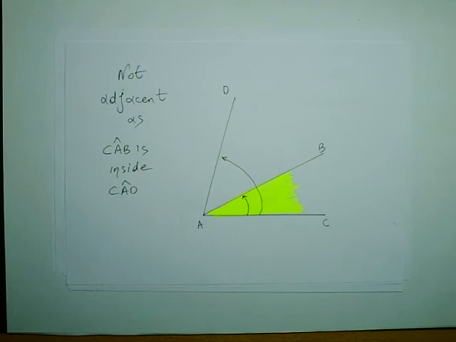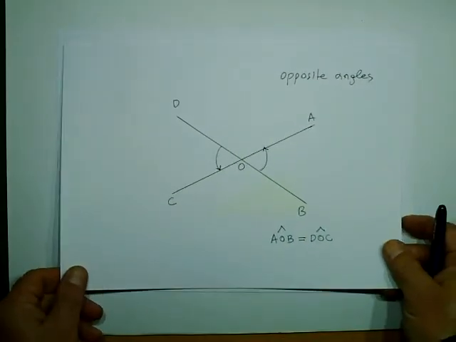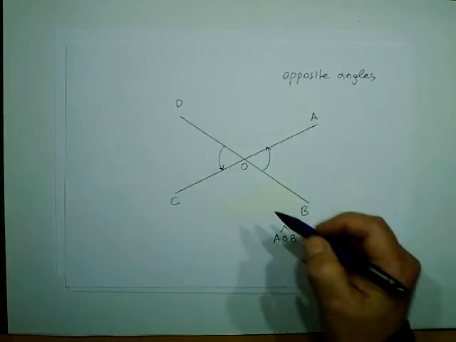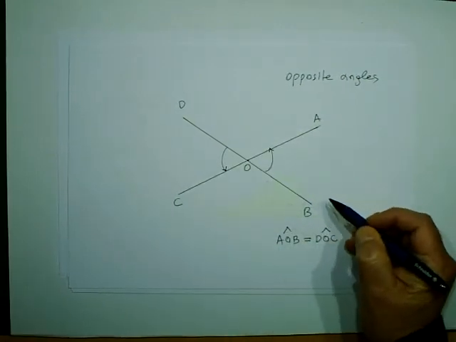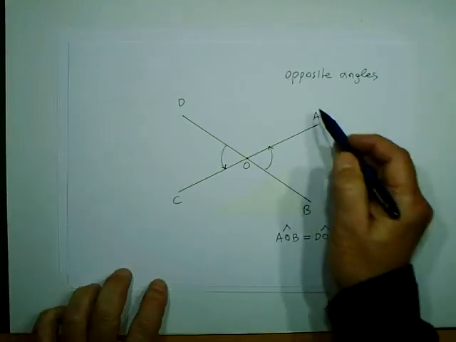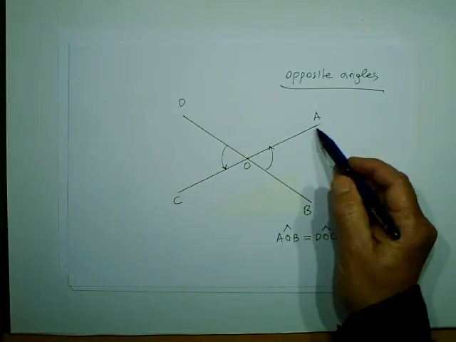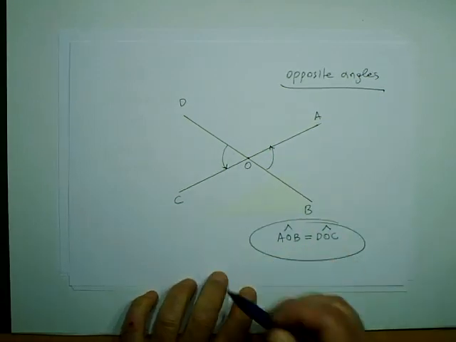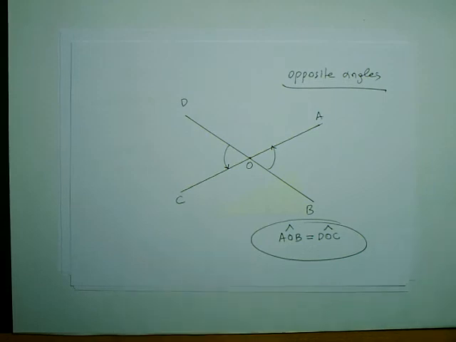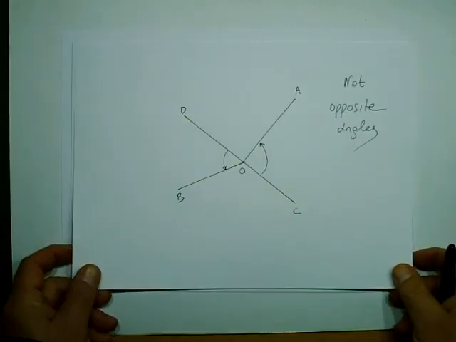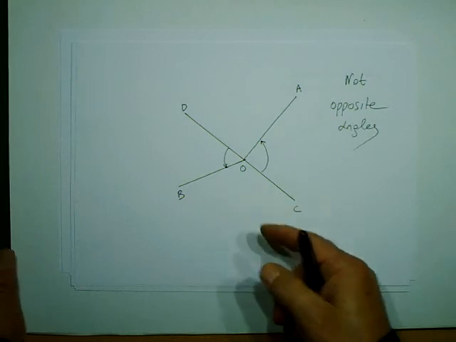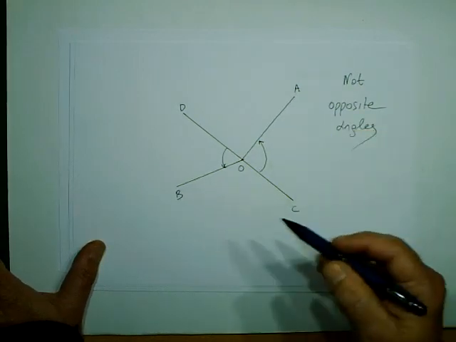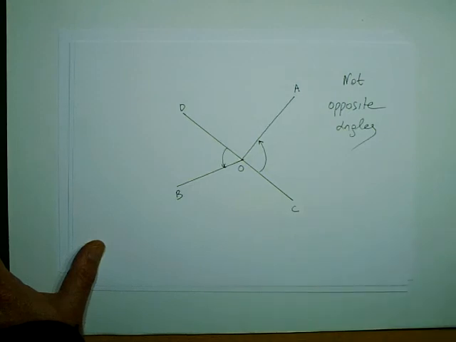Let's go further on. If two straight lines intersect, they have a common vertex here, and these angles are said to be opposite angles, as AOB and DOC are opposite angles and they are always equal. You must also be careful in the case that these angles here are not opposite, because this is not a straight line and of course they are not equal.